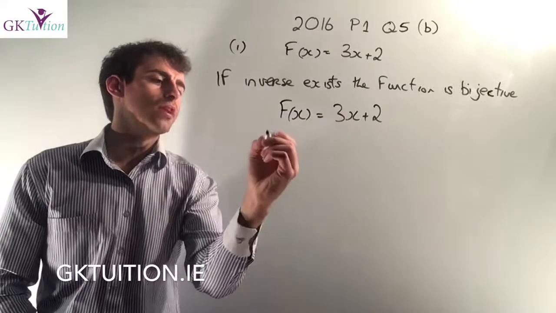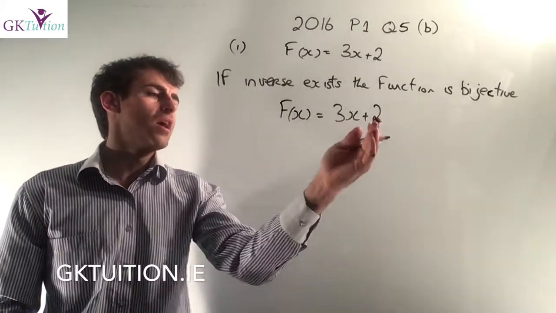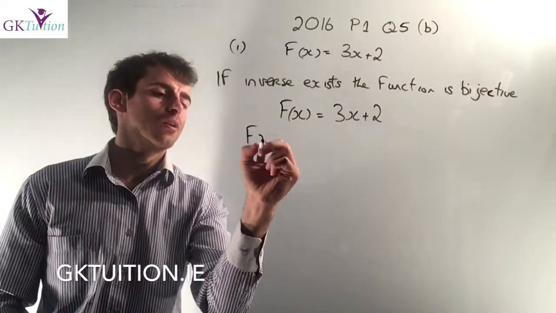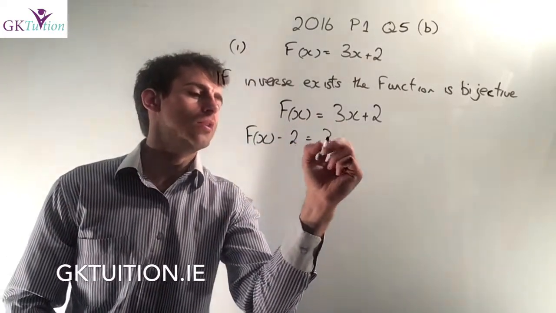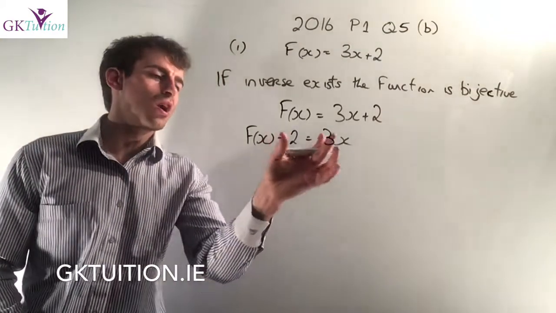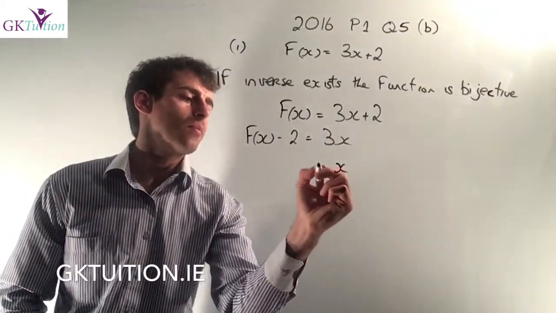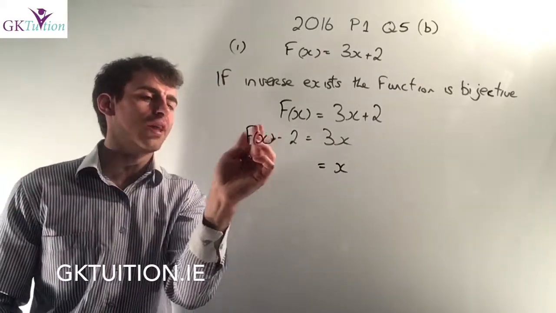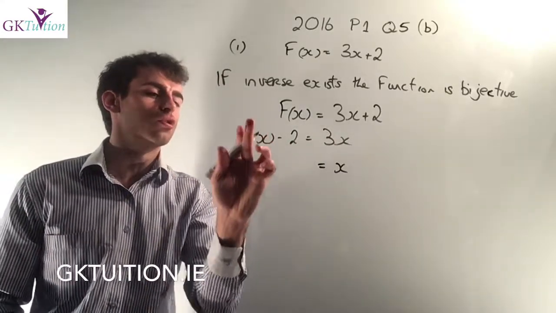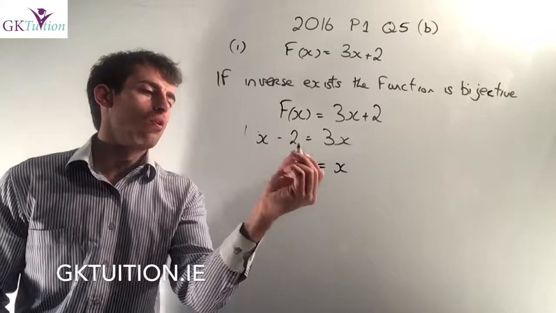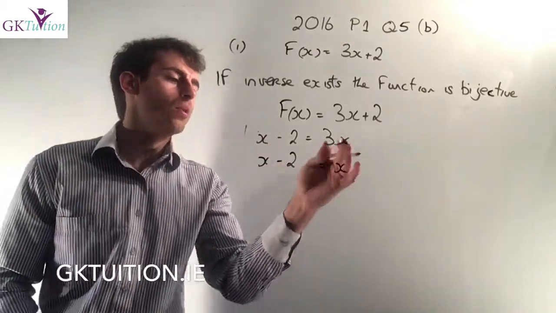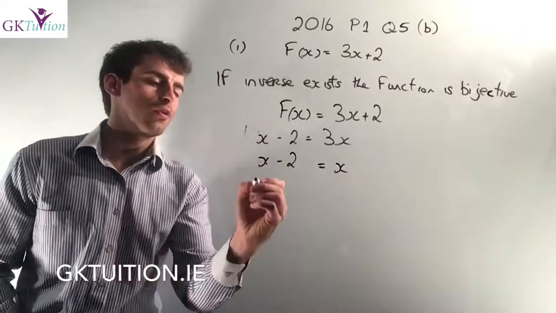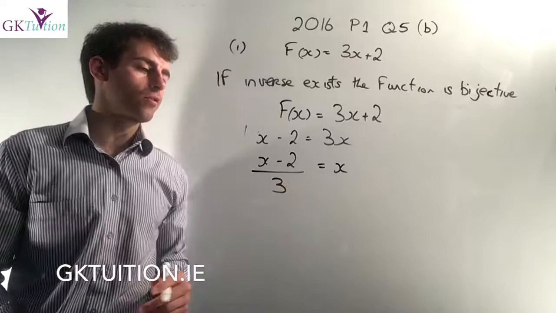So I could rewrite this as, instead of having a plus 2 on this side, I want to subtract 2 from both sides. So I'm going to say that f of x minus 2 is equal to 3x. Now I want to isolate my x. Okay? We can start to treat the f of x as just an x. So rather than writing this as f of x, we can just write this as an x. So I'm going to say, right, this is x minus 2. And on this side, if I have a 3x on the right hand side, I'm going to divide both sides by 3, which means that this is over 3.